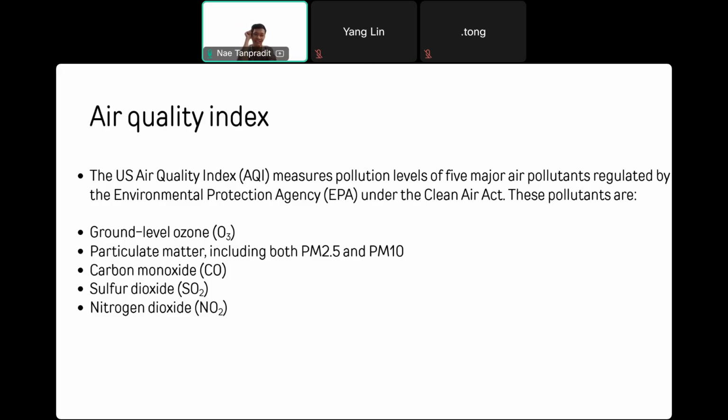The AQI measures many things. They measure the ground level ozone. They measure PM 2.5 and PM 10. They measure the carbon monoxide. They measure SO2 and NO2, sulfur dioxide and nitrogen dioxide. So that means they not only measure PM, but they measure other gases also. Did you know this before, Tong? Maybe not. But now you know that not only PM, there are many things that they actually measure.